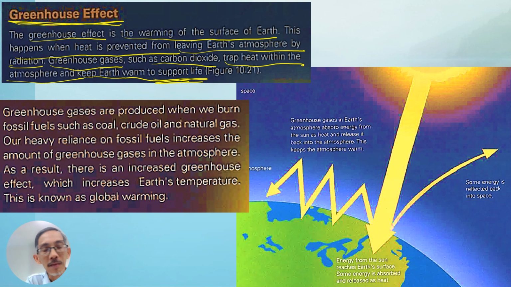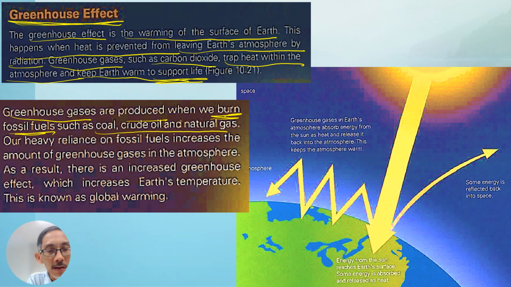Okay, but then how can we increase the release of radiation, or allow radiation to escape back into space? So a lot of scientists are looking at how to solve the problem of greenhouse gases. But before we do that, let's look at where we get the greenhouse gases from. Greenhouse gases are produced when we burn fossil fuel. These are the three fossil fuels.